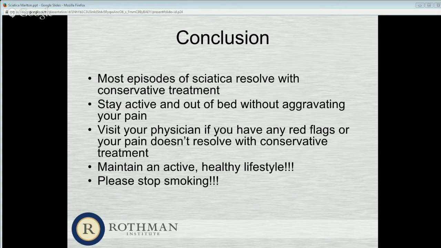Medical marijuana is actually a very effective treatment option for nerve-related pain. I strongly believe that for people who suffer with chronic nerve-related pain, medical marijuana would be a great treatment option.